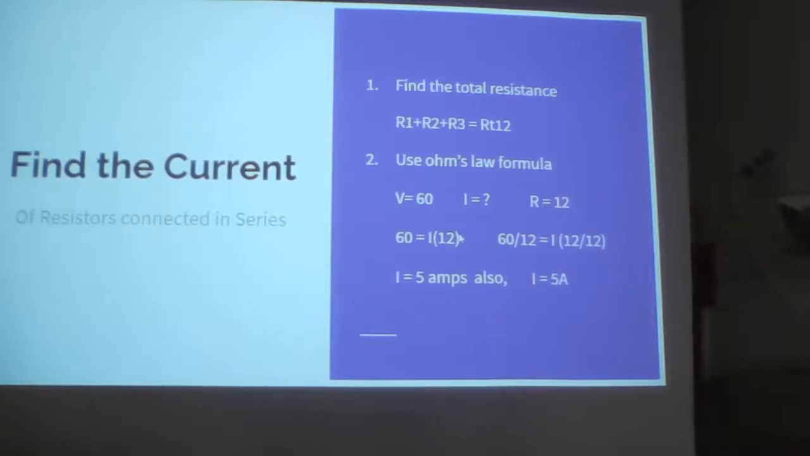And here that is plugged into Ohm's law. 60 equals I times 12. We want to find I, so we divide by 12, and we find that the current is 5 amps. Also written as I equals 5 capital A, because that is our abbreviation for amps. That's our symbol. Okay, so that's Ohm's law.